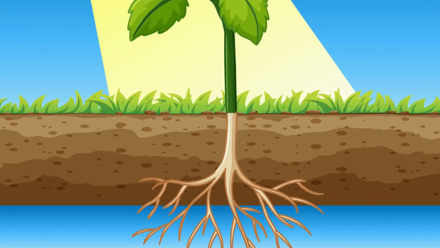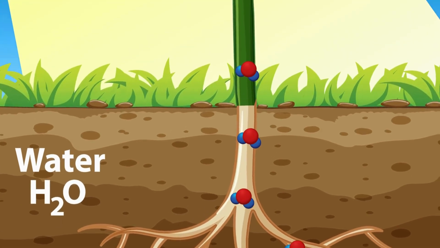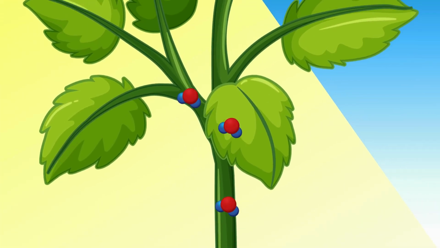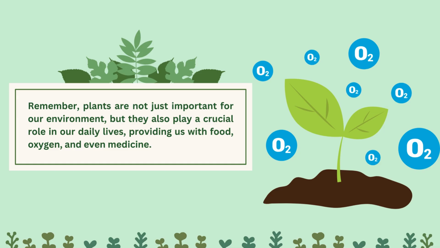Dear students, we have learned about the amazing world of plants, from the way photosynthesis works to the important jobs of roots, stems, leaves, and flowers. Remember, plants are not just important for our environment, but they also play a crucial role in our daily lives, providing us with food, oxygen, and even medicine.